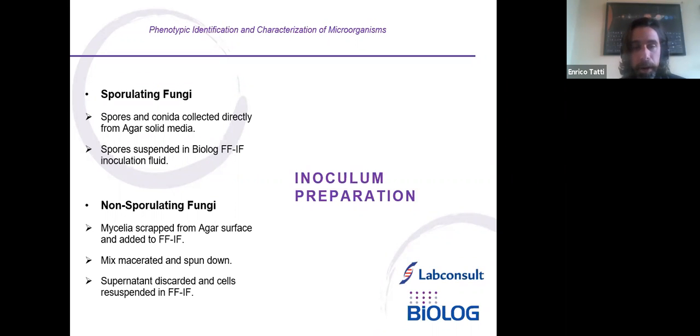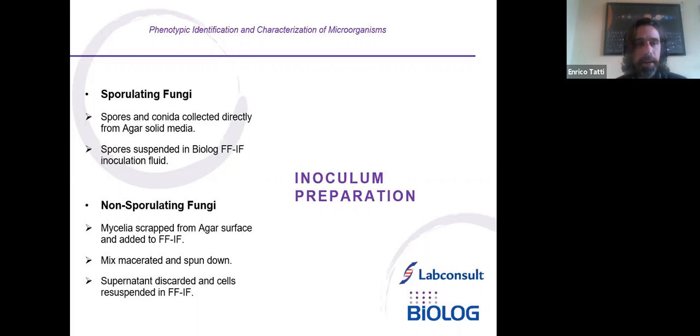So the way the plate works is basically the same as the bacterial one. Obviously, anyone who works with fungi knows that it's not as simple as working with bacteria. They have probably a better smell than bacteria, but they are a little bit more difficult because you have sporulating fungi and non-sporulating fungi. But Biolog has accommodated this in its protocol, so you can work with both sporulating and non-sporulating fungi with just a slightly different approach to the colony morphology. But the rest is the same.